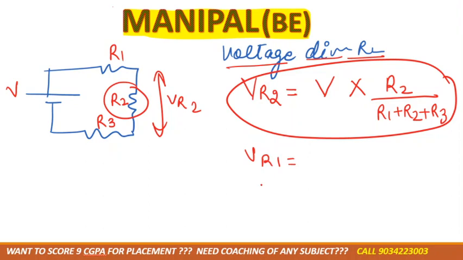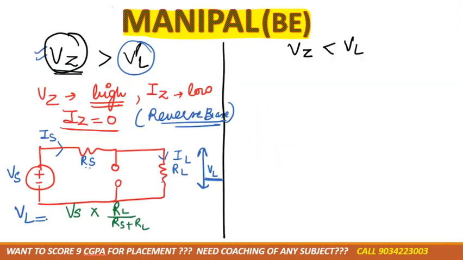Can you similarly tell me the formula for the voltage across R1 by using the voltage division rule? R1 plus R2 plus R3, right? Note down this thing. So this is the formula, we'll get it for the VL, right? By applying the voltage division rule.